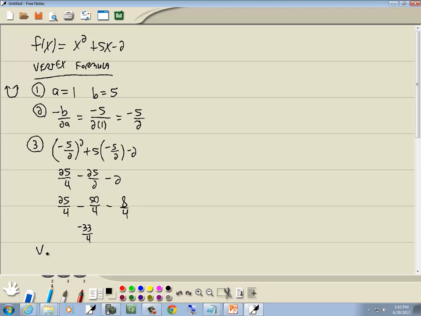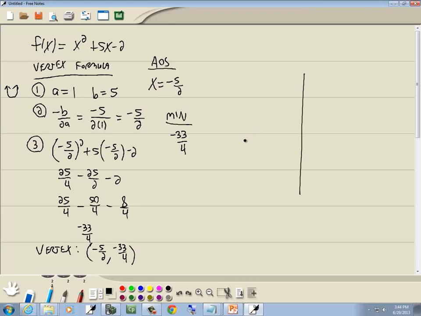So our vertex: the x part is the part from step 2, which is negative 5 halves, and then negative 33 over 4. Now our axis of symmetry is the x part of our vertex, so we'll have x is equal to negative 5 halves. Since our graph opens up, that means we'll have a min, and our min will be the y part, which is negative 33 over 4.